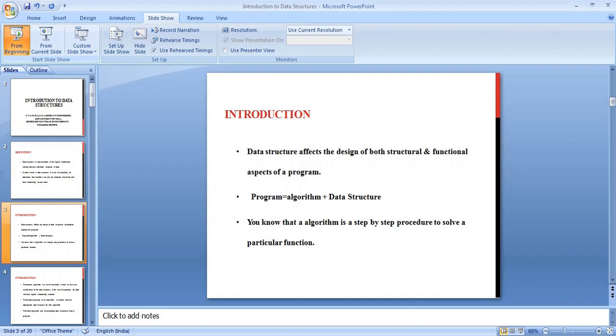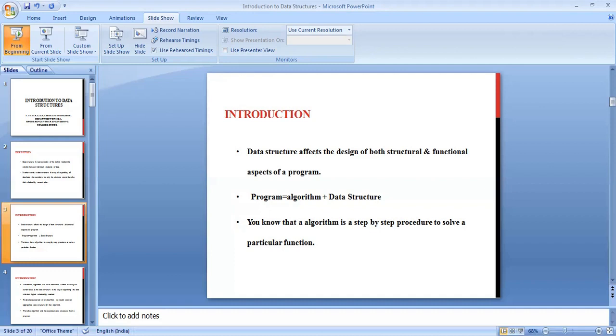In this slide we see the definition of data structure. The first point is that a data structure is the representation of the logical relationship existing between individual elements of data.